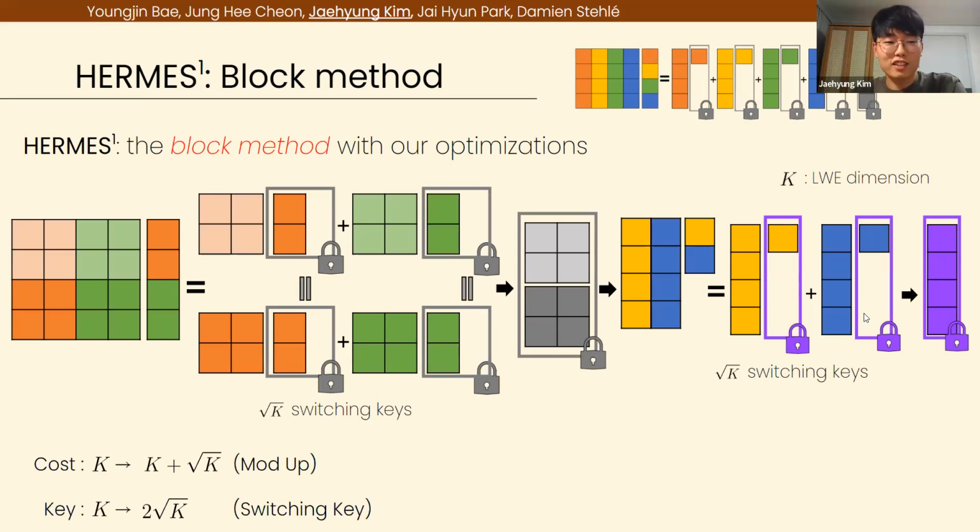I want to describe the cost analysis of our block method compared to the column method. In terms of computational cost, it increased from k to k plus square root of k. So it is not so large. But in terms of key size, the number of keys decreases from large K to 2 square root of K, so it's significant.